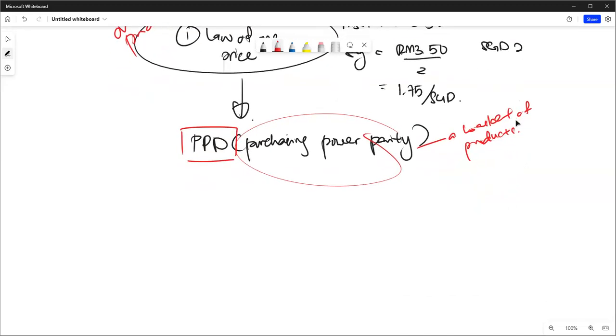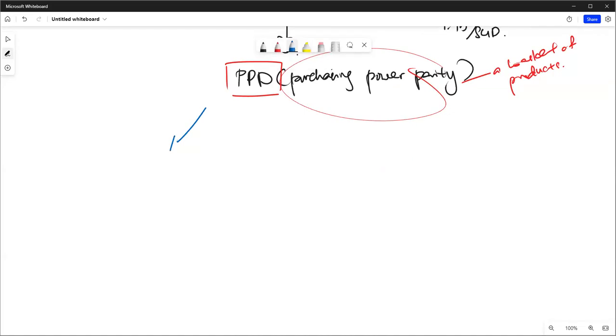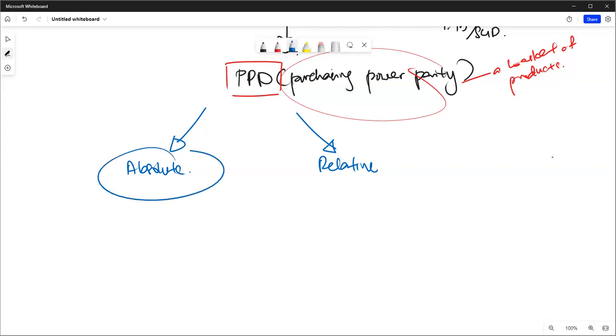So that's PPP. This PPP is also branched out into two sections. One is absolute PPP. The other one is relative PPP. Absolute PPP is the very basic of the PPP. It only uses a basket of products as the determining factor. Instead of taking one product, they take a basket of products. The formula for this is the spot price of domestic against foreign currency equals the price of domestic over the price of foreign.